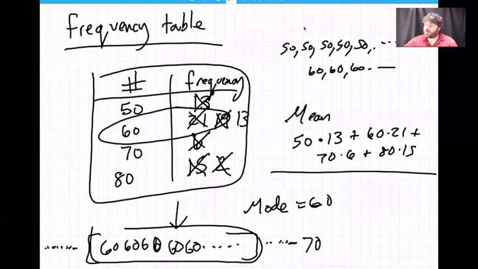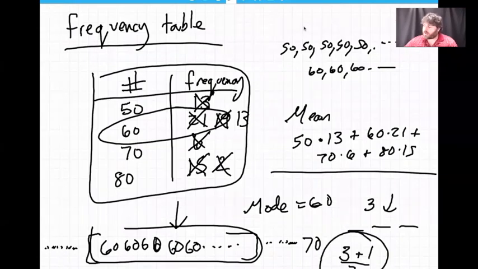Another way is you can say, well, what if there were 3 numbers, right? What would the middle number be? If you had 3 numbers, the second number would be the middle. Could you calculate that using a formula? Sure. You take the number of numbers, n, you add 1, and you divide by 2. That will be your middle number. So it's kind of like a formula.